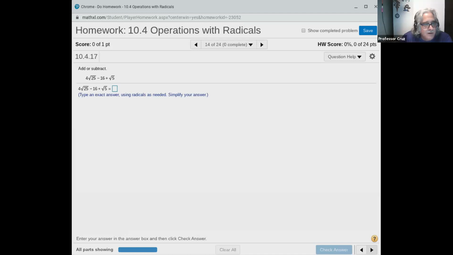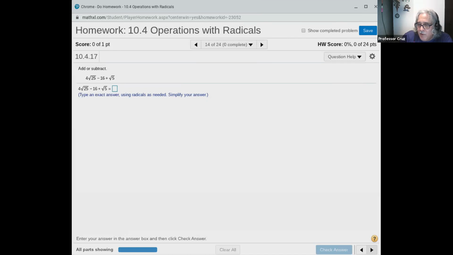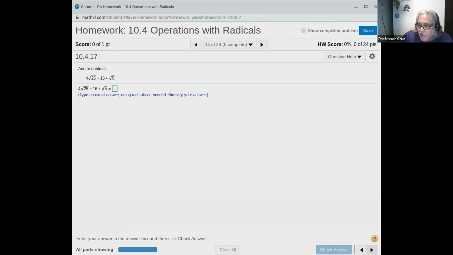Let's see. Now you're working too fast here. All right. So 4 times the square root of 25, which is 5, that's going to be 20. The only square root that's going to be left is the 5, so that's 20 minus 16. So that's 4 plus the square root of 5.